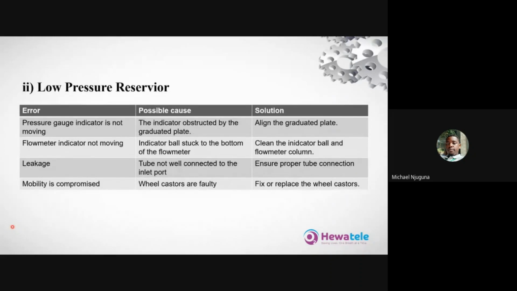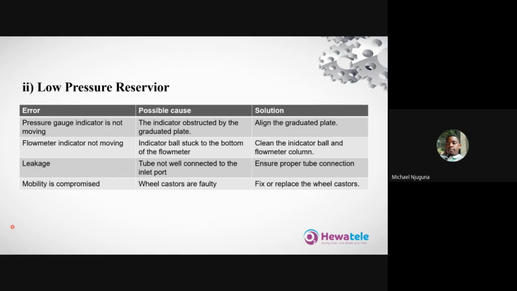So troubleshooting for low pressure reservoir. As you have seen on the tank, there is a pressure gauge at the top of the tank. At times the pressure indicator might not move. One of the possible causes of such a scenario is that the indicator is obstructed. That pointer is obstructed by the graduated plate.